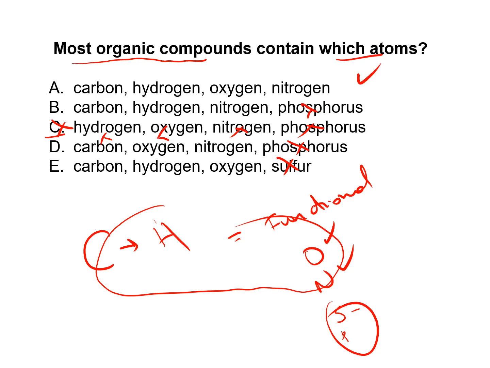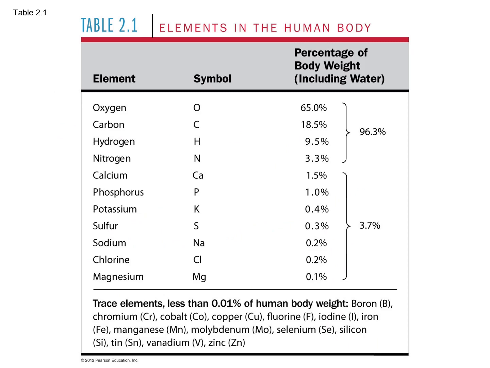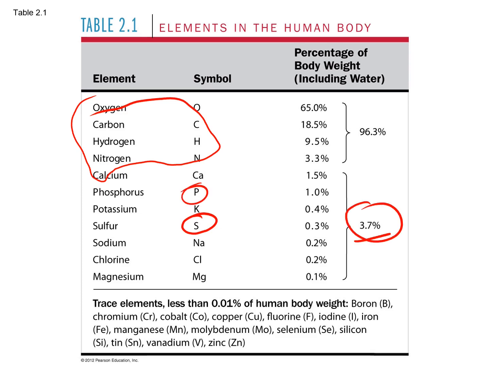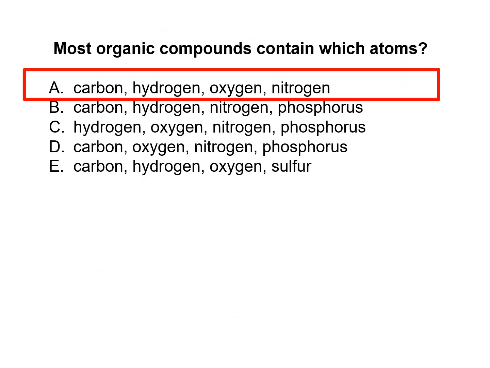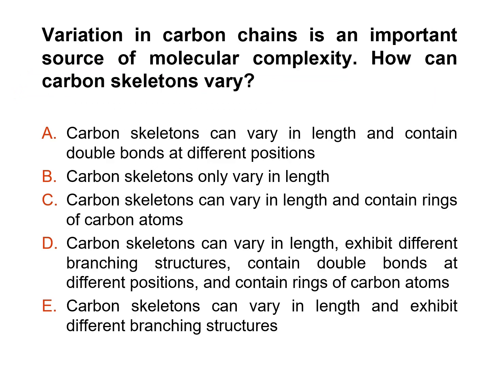So let's go and see where the answer is. Here again, the major components are here, and the sulfur and phosphate are here. These can be only minor elements. So as a result, the answer is A. This question is relatively easy.